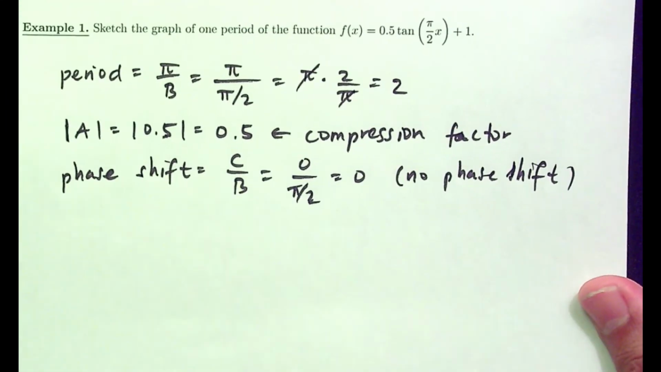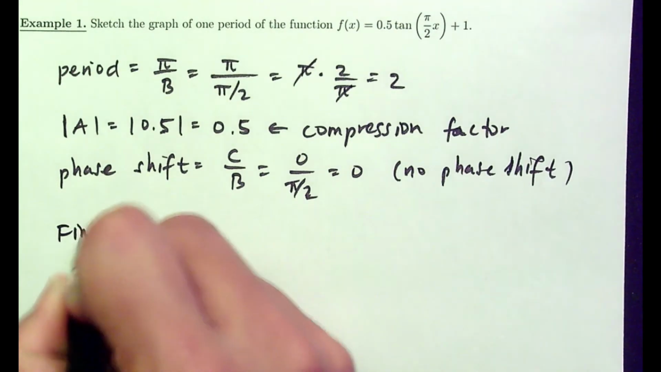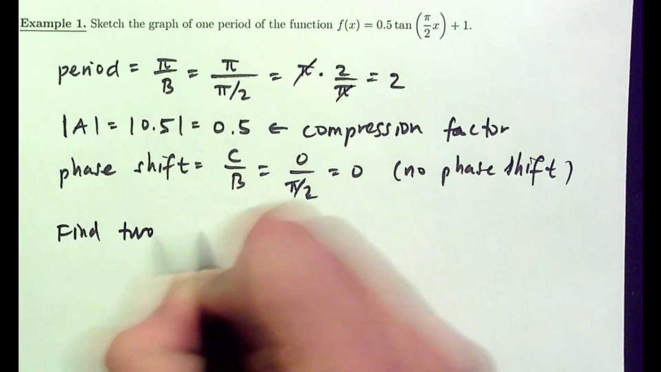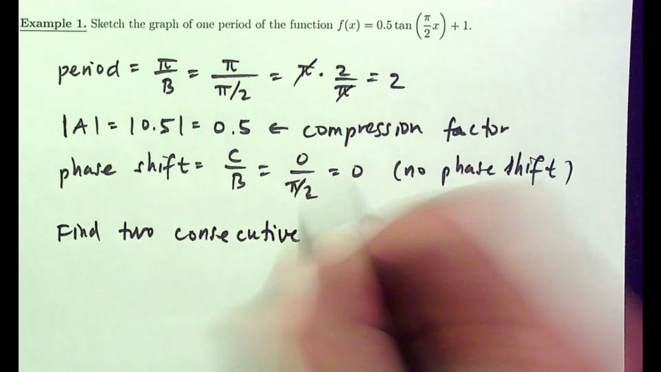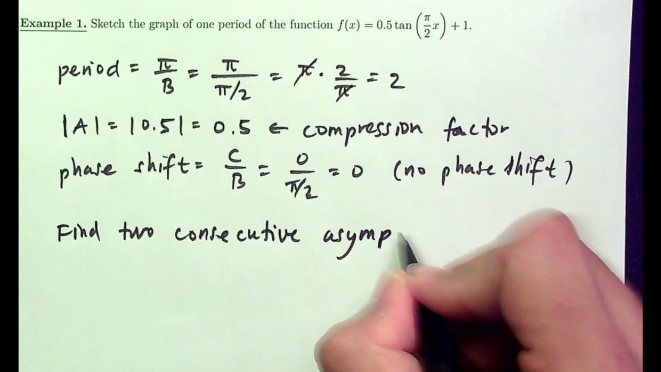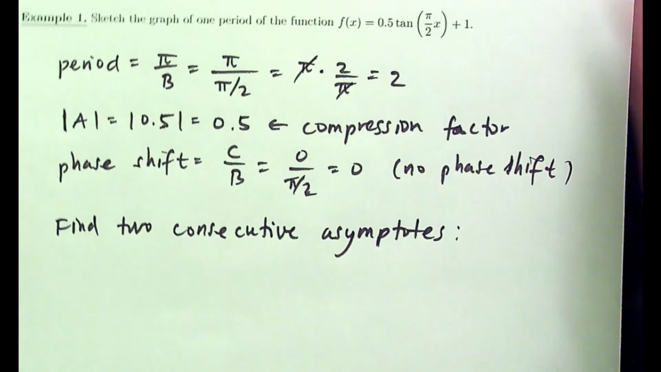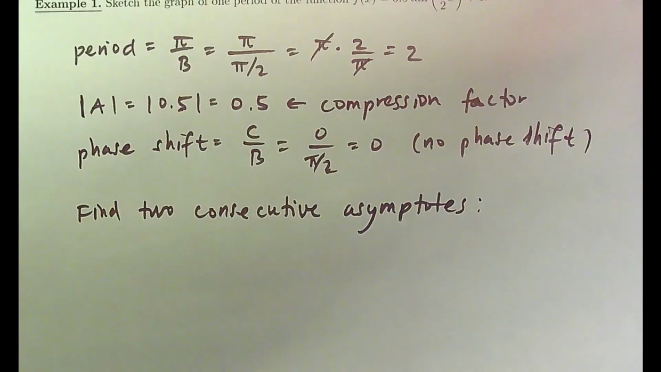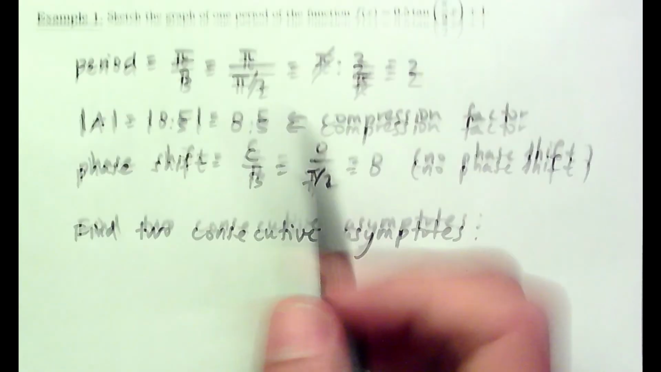Now finally, let's find two consecutive asymptotes. Once we do this, we'll be good to go and ready to sketch our graph. All right, let's find two consecutive asymptotes. So what is the procedure for that?